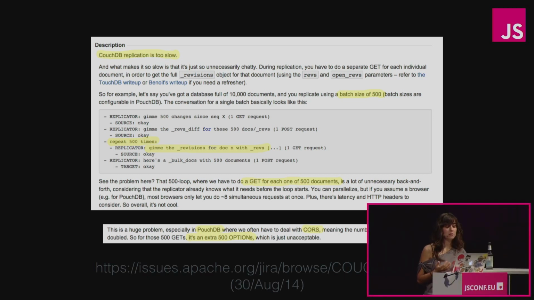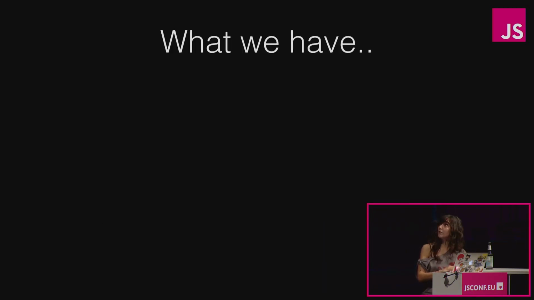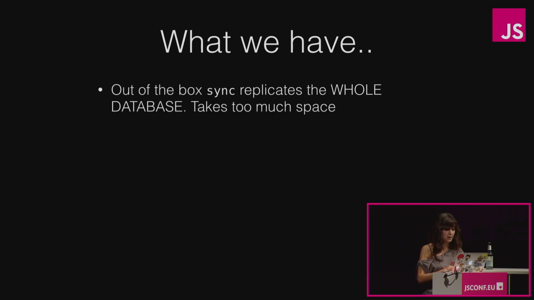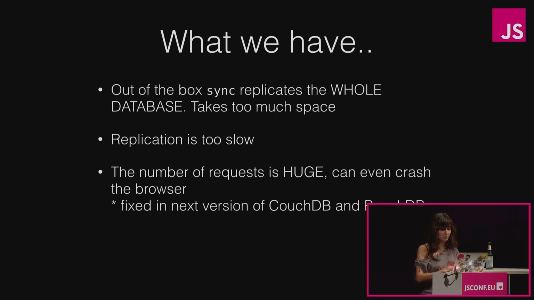If you are using CORS, as we were, then you have double the number of requests. So 10,000 documents is not too much. 20,000 requests is a lot. OK, so problems of scaling. You replicate your whole database. That can take too much space or be too slow. Or it can even crash your browser because of the number of requests.